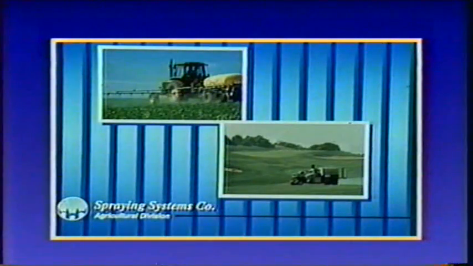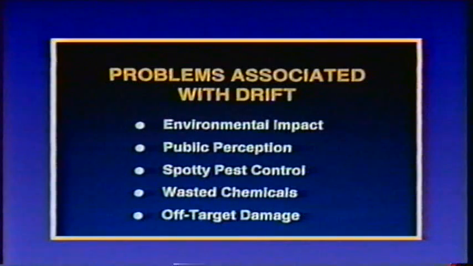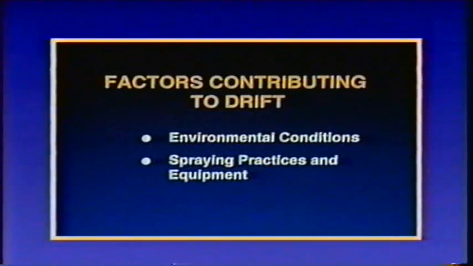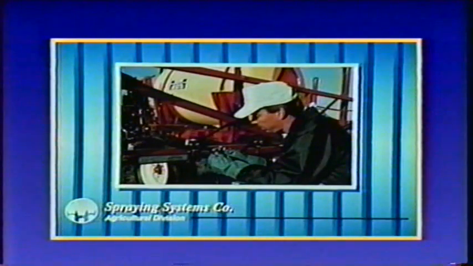Pesticide drift is a major environmental concern in both the agricultural and turf care industries today. In addition to its potential environmental impact, drift contributes to negative public perception of spraying, spotty pest control, waste of chemicals, and possible off-target damage to nearby vegetation. Adverse environmental conditions and improper spraying practices and equipment are factors that contribute to spray drift. The key to avoiding spray drift is understanding these contributing factors and taking the appropriate action.